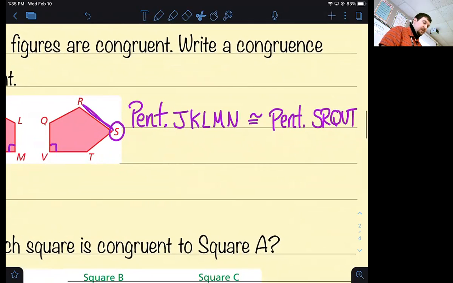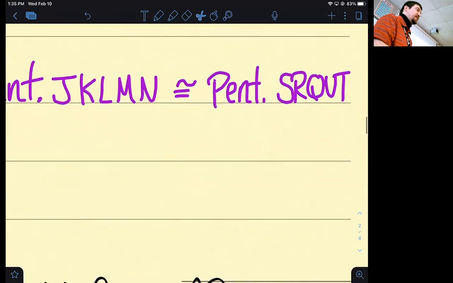Okay. And so here's what that means. Without looking at the shape anymore, I know that K matches up with R. Those two angles will be corresponding and equal. I know that M matches up with V. Those two angles are corresponding and therefore equal.